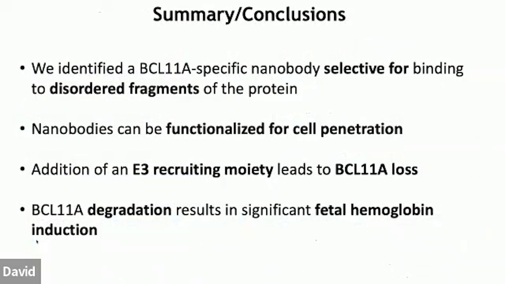And so what we've been able to do is identify a nanobody that is specific for a disordered protein or disordered fragment of BCL11A. We've been able to functionalize this ligand for cell penetration and degradation by adding an E3 recruiting element, leading to BCL11A loss. And this loss then leads to fetal hemoglobin induction, as has been achieved in patients via gene editing. And what is really exciting about this is that the levels of fetal hemoglobin increase we're seeing, if we can achieve that in patients, those will be at levels that are curative.